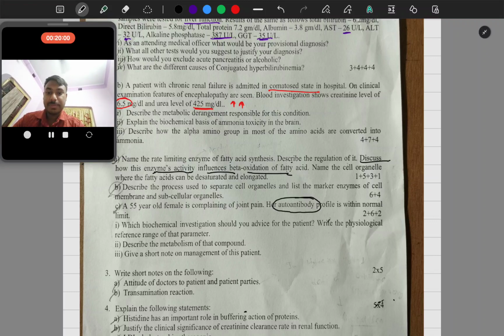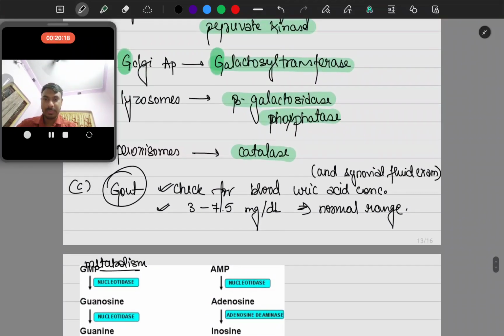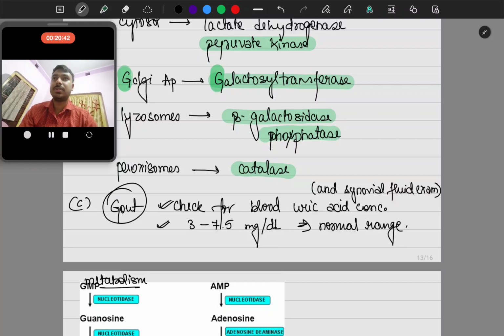The questions are: which biochemical investigation should you advise for the patient? Write the physiological reference range of that parameter. Describe the metabolism of that compound and give a short note on the management of this patient. The answer is gout. Now we will check the patient's blood uric acid concentration and do a synovial fluid examination. In synovial fluid examination, there will be presence of urate crystals or uric acid crystals. If the uric acid crystal level is high, then it is a case of gout.